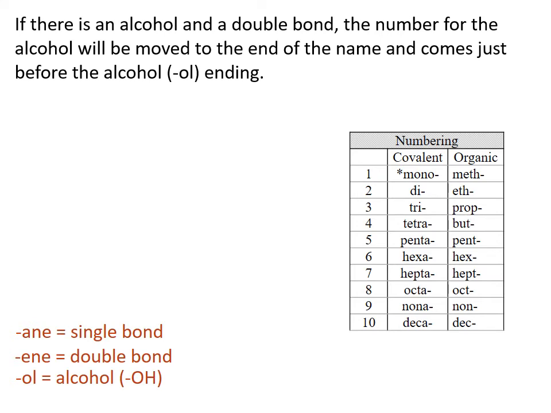If there is an alcohol and a double bond, the number for the alcohol will be moved to the end of the name and comes just before the OL ending. Let's look at 3-butene-2-ol.